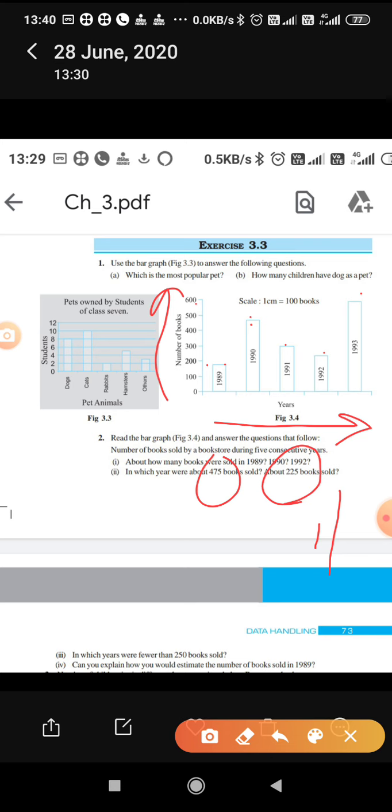Can you explain how you will estimate the number of books sold in 1989? So see, these are our books. From 0 to 100 in the graph, I will show you after in the next question. From 0 to 100 is how many boxes? Only one box, and in that one box there are lines. So total 10 lines are there from 0 to 100.